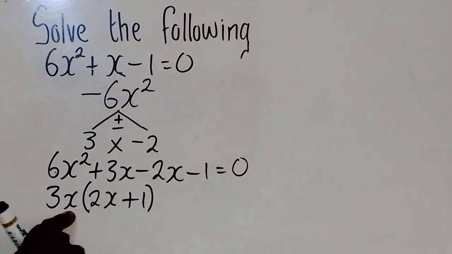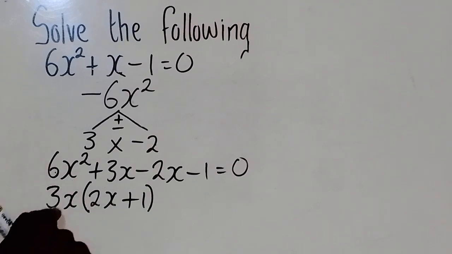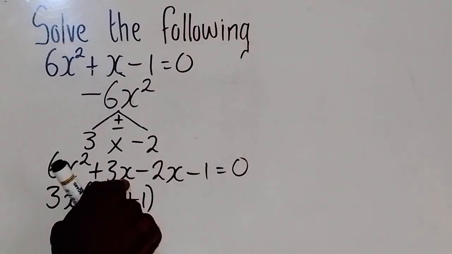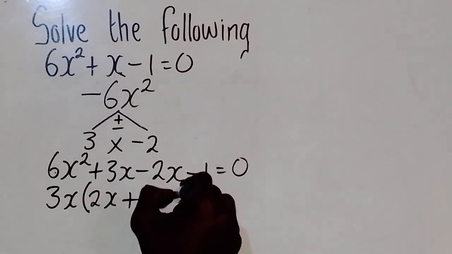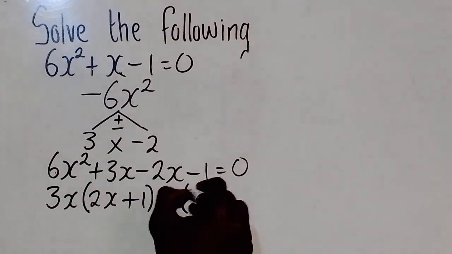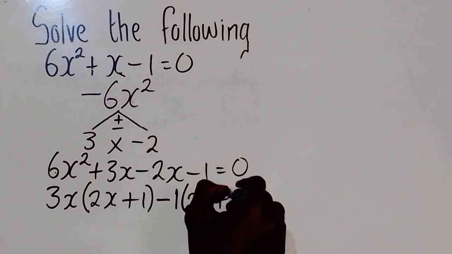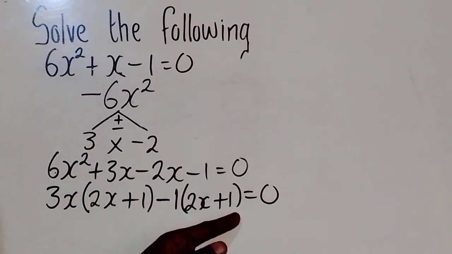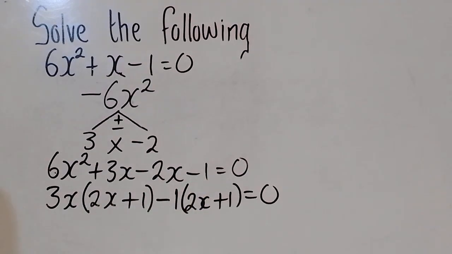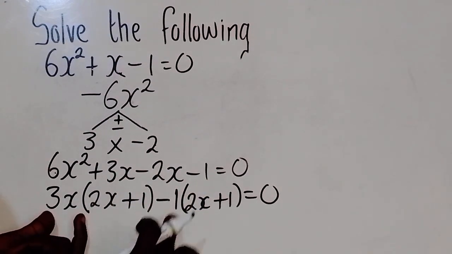So that if I say this one times this will give me this one. This one times this will give me this one. You come here, negative, negative. You put negative, then you put negative 1 like this, and then 2x, and then plus 1 equal to 0. Why? Because negative 1 times 2x is this one, and negative 1 times positive 1 is this one. You have seen?